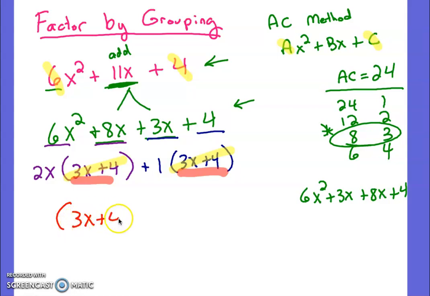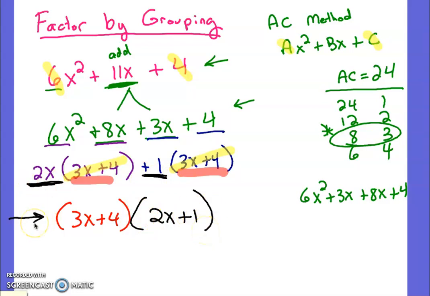Remember, factoring is you factor out the GCF. What's common between those are those highlights. So if you factor out a 3x plus 4, well, what remains is 2x plus 1. And that is my answer. So if I FOIL this back together, it would give me my original problem.